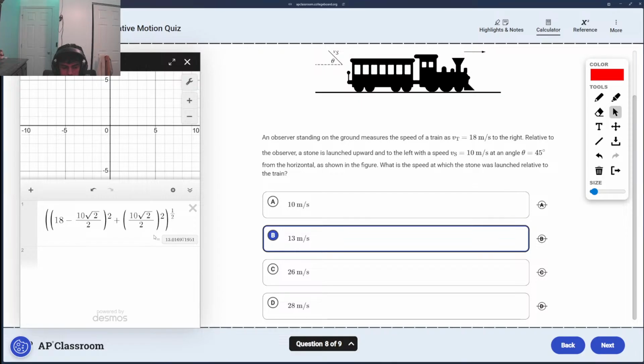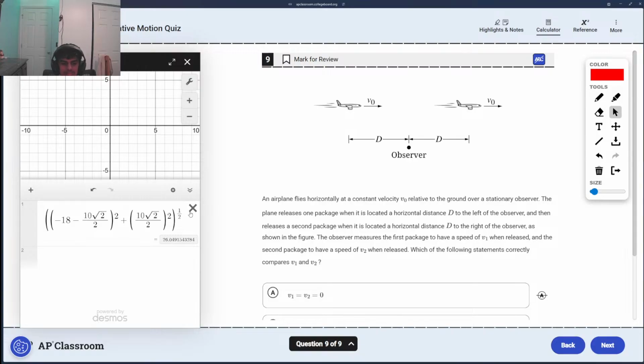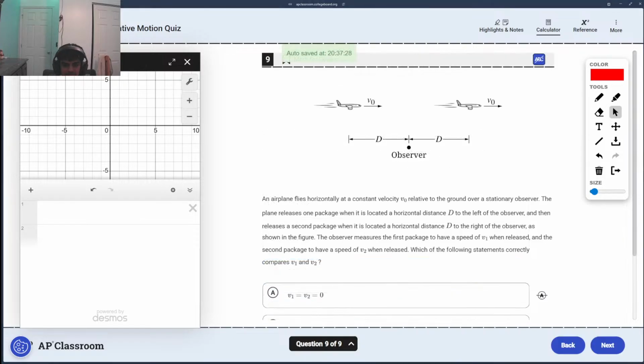It's not 13. It's 26. You have to subtract 18 from negative 10√2 over 2. I did that. No, you did 18 minus... 18 also has to be negative 18 minus that. Yeah, negative 18. Oh, this 18 is negative. Wait, why is 18 negative? Okay, no, that makes sense. Does it change your answer? Is this not B?